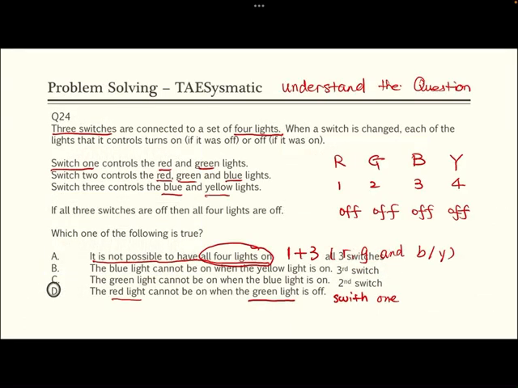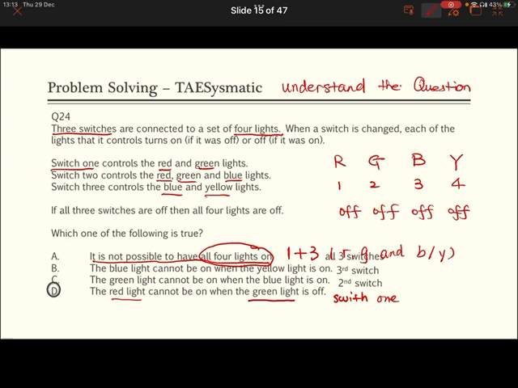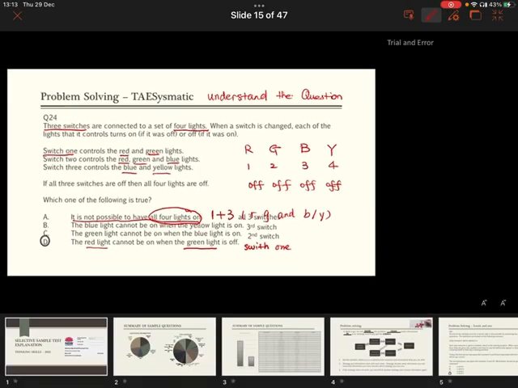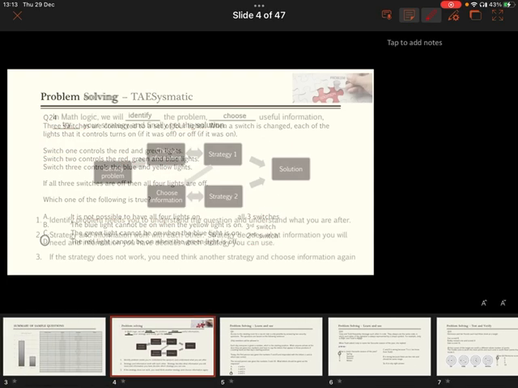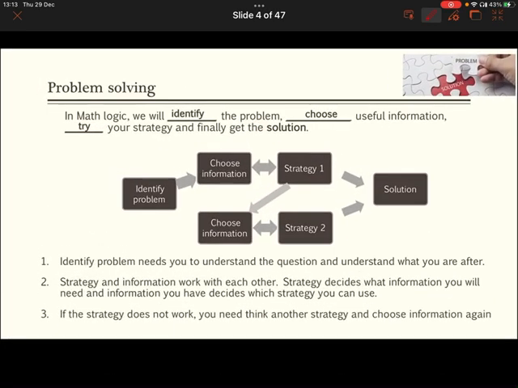So I think that is all for our problem solving part. All right, hopefully these questions give you guys the overall picture of how to deal with problem solving. So one more time, for problem solving, what I want you guys to know is always remember we have to identify the problem first, then choose the correct information, try different strategies, and also try the error.